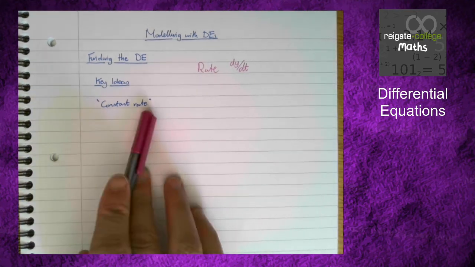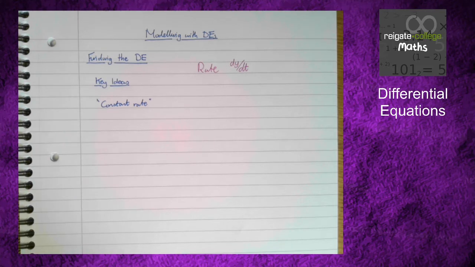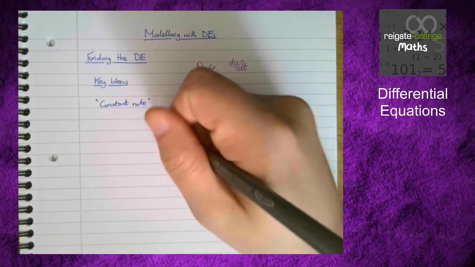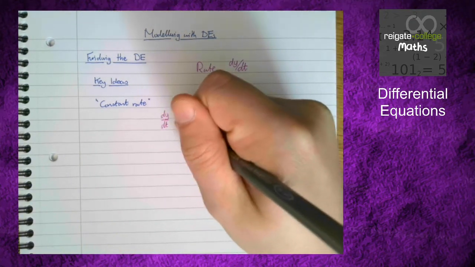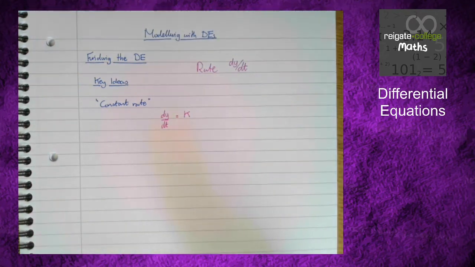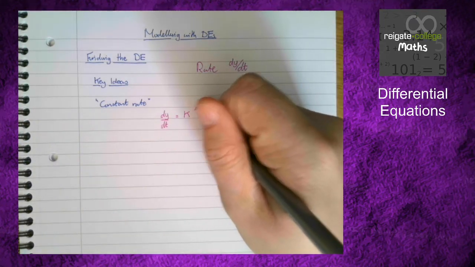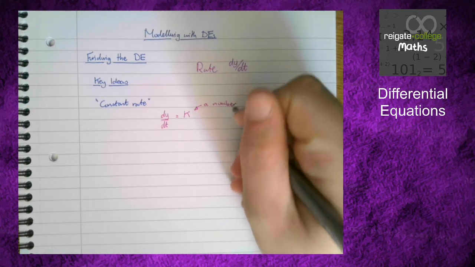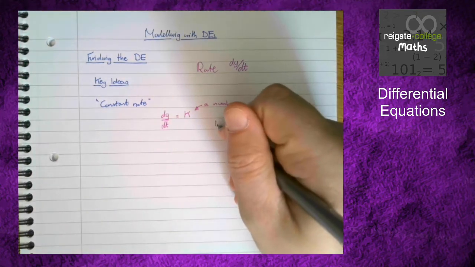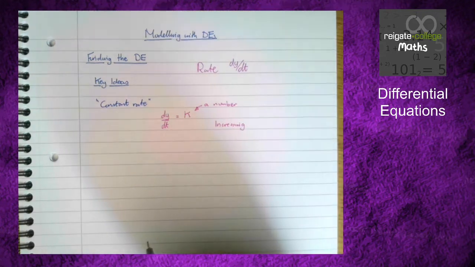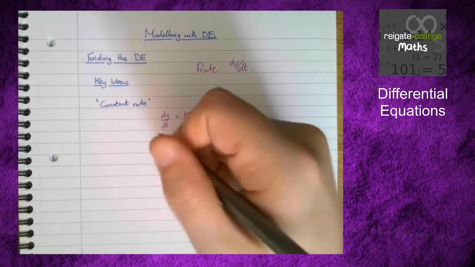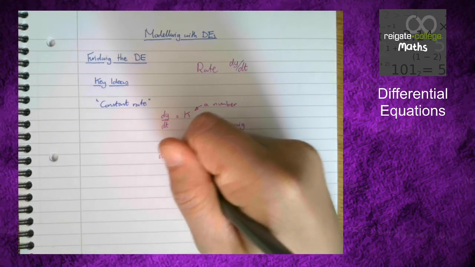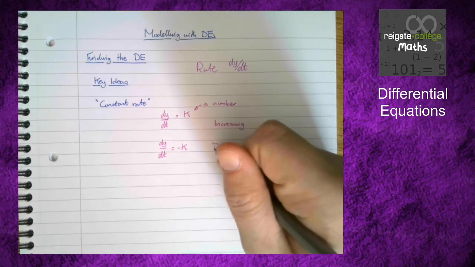So something that you might see a lot of is something is increasing or decreasing at a constant rate. So this means that our derivative is going to be equal to just a number. You may be told what that number is, you might not. But it's important you know that that's what a constant rate means. So, a number. This example here is increasing at a constant rate because our rate is positive. We might have minus k for decreasing.